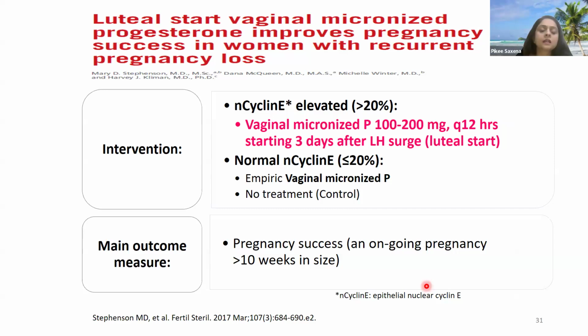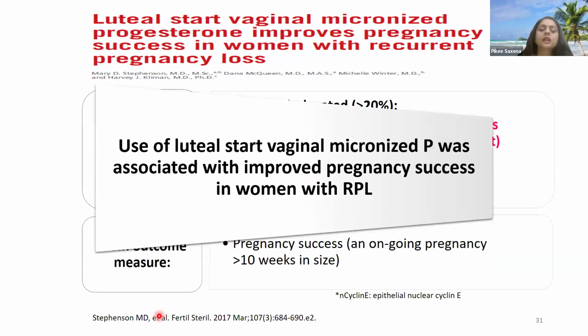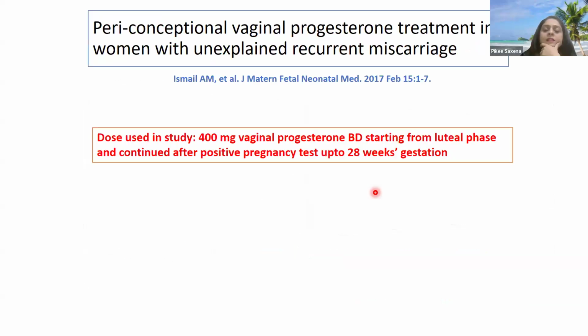Then there was another landmark trial by Stephenson et al. In this, they used luteal start vaginal micronized progesterone. Instead of starting it at 6 weeks as in the previous trial, here they gave it in the luteal phase and continued. So this trial showed that there was improved pregnancy success.